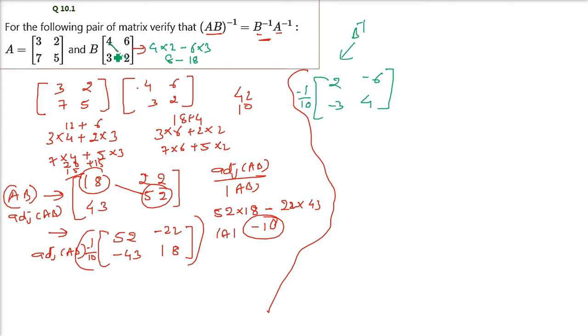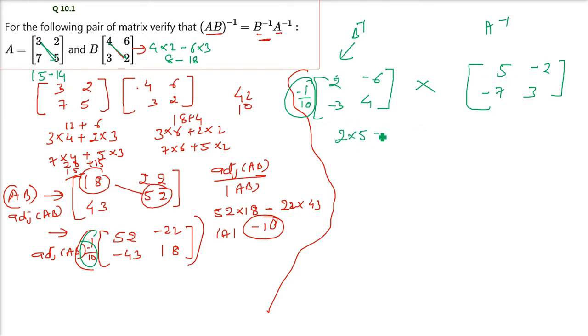Now coming to A inverse. This is 3 and 5, you need to exchange the places and then change the sign of 7 and 2. So 5 and 3 have exchanged, minus 7, minus 2. So this is the adjoint of A. Now determinant of this will be 5 into 3, 15, minus 7 is 14, it is going to be 1. So it won't affect, even if you divide it by 1, it won't affect. The adjoint of A is actually the A inverse because the determinant is 1. Now let us multiply these two, B inverse, A inverse.